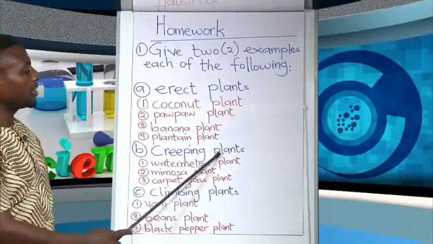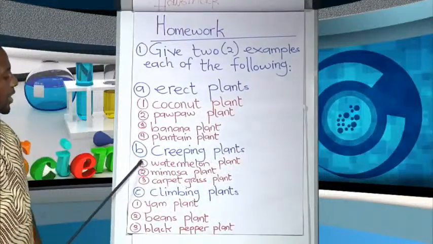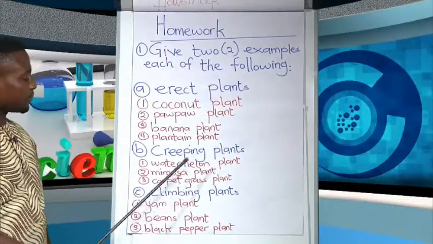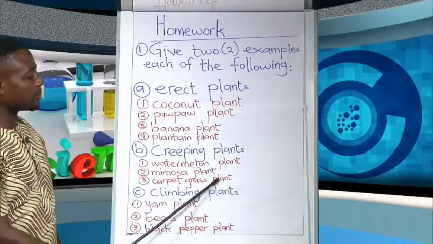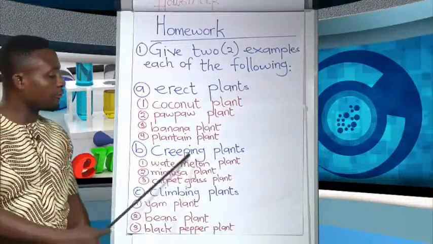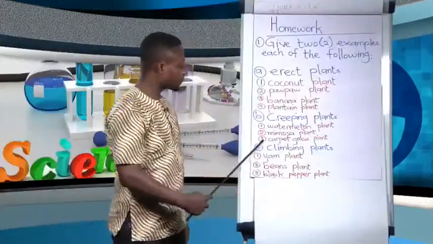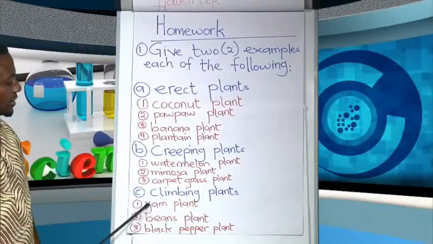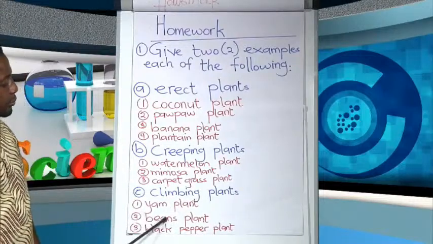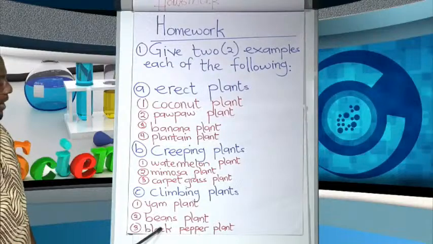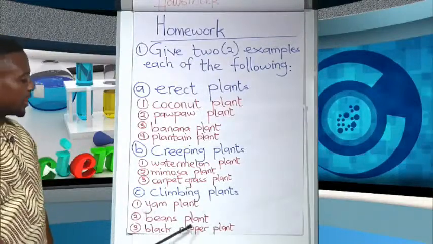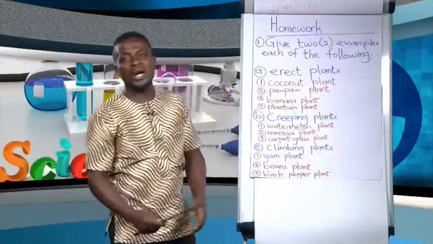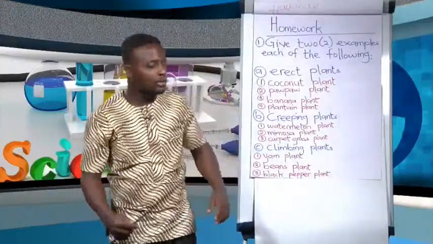B. Creeping plant. And we have 1. Watermelon plant. 2. Mimosa plant. 3. Carpet grass plant. Any 2 of these are correct. C. Climbing plant. 1. Yam plant. 2. Beans plant. 3. Black pepper plant. Any 2 of these are correct. I hope you all had the answers correct. Good.